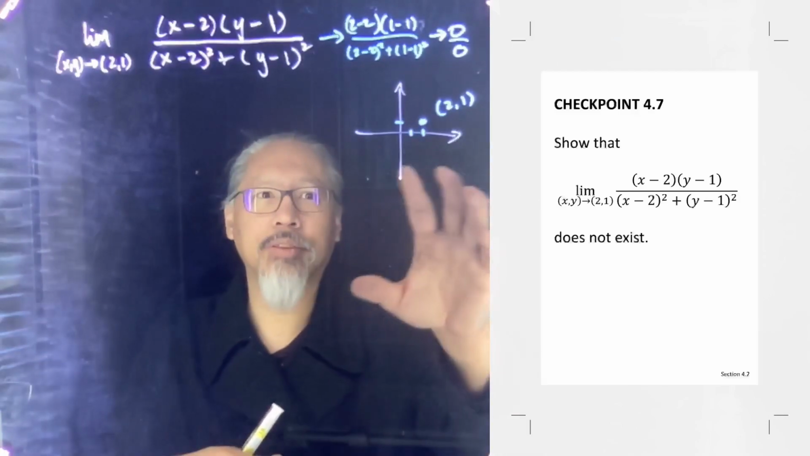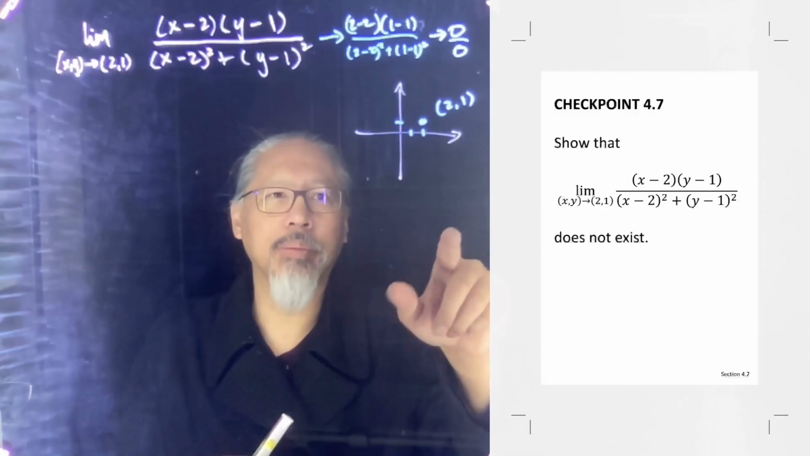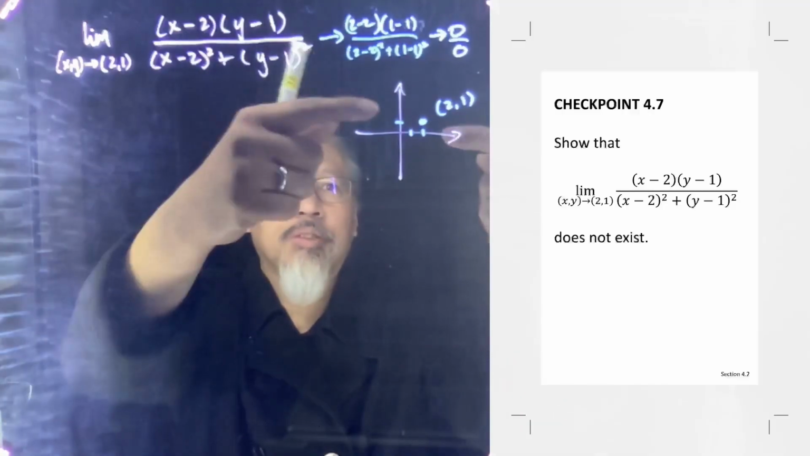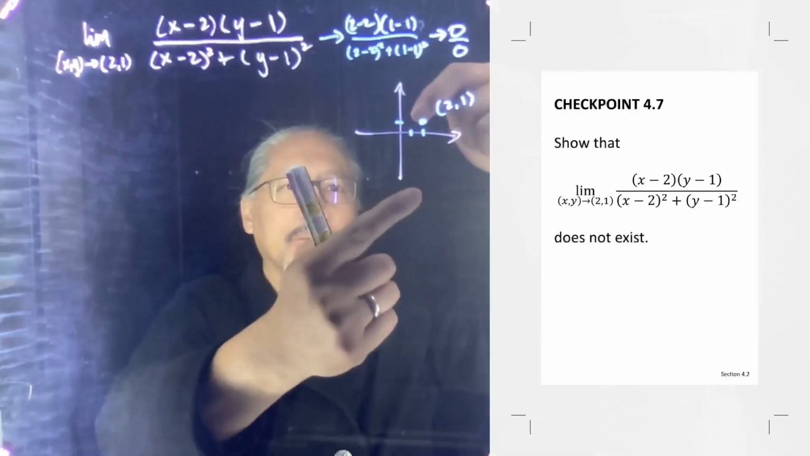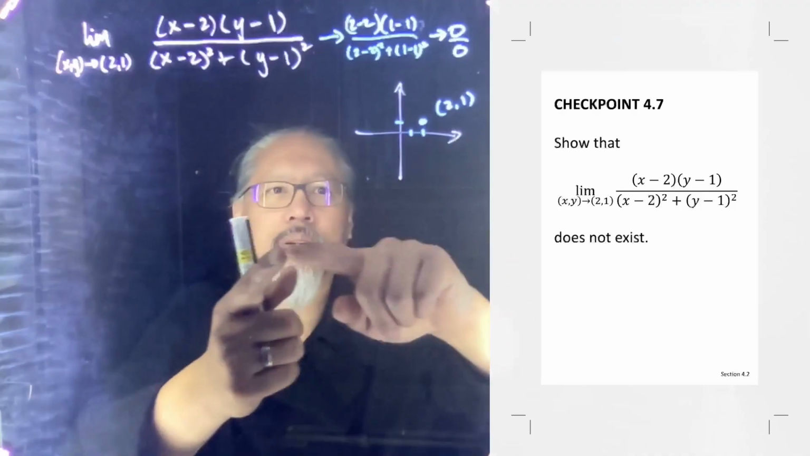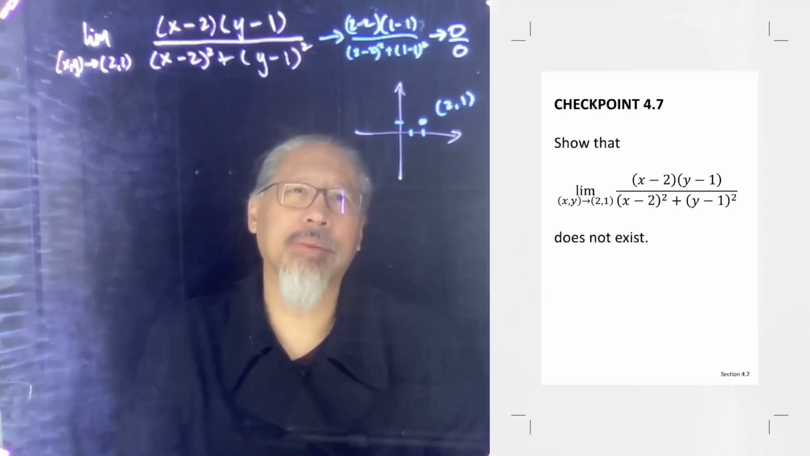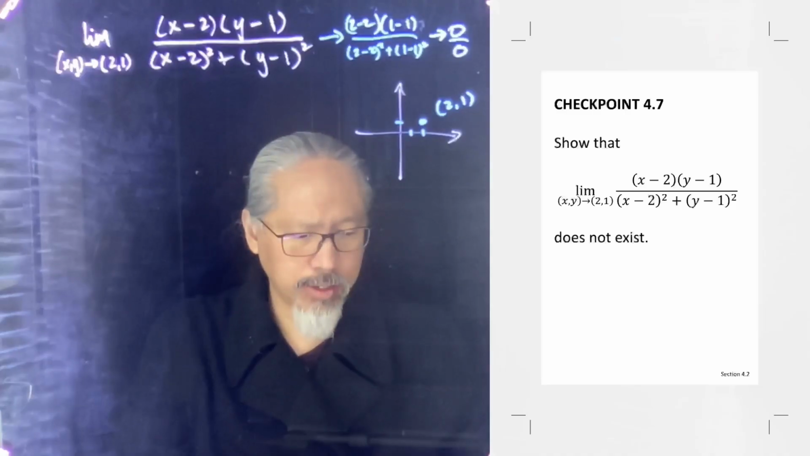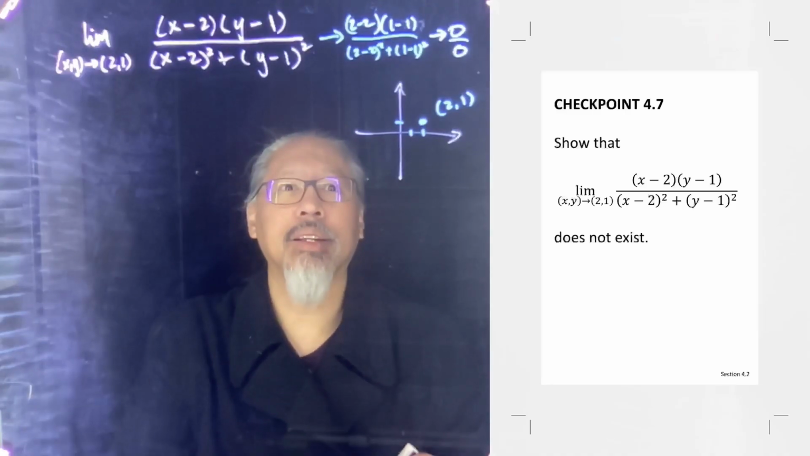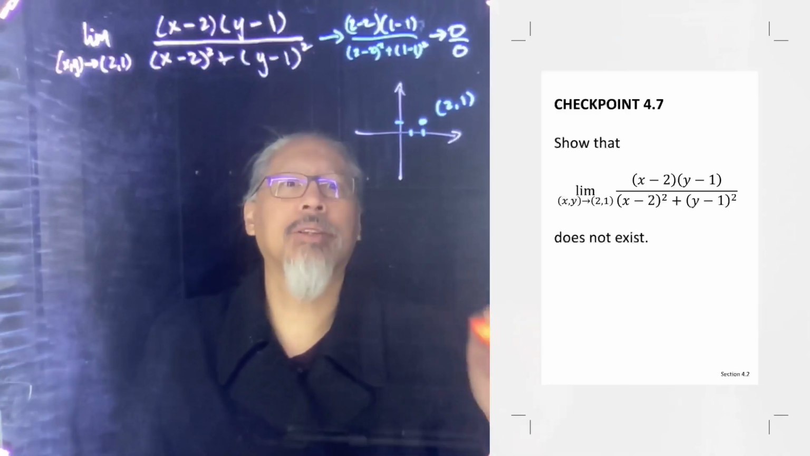But unfortunately, for something in 2 dimensions, we're not just coming from the left or right. We can come from the top, we can come from an angle, we can come from a curve going in there. So there's a lot of different paths to get there. So let's take a look at a couple of paths and see if they would give us different limits.